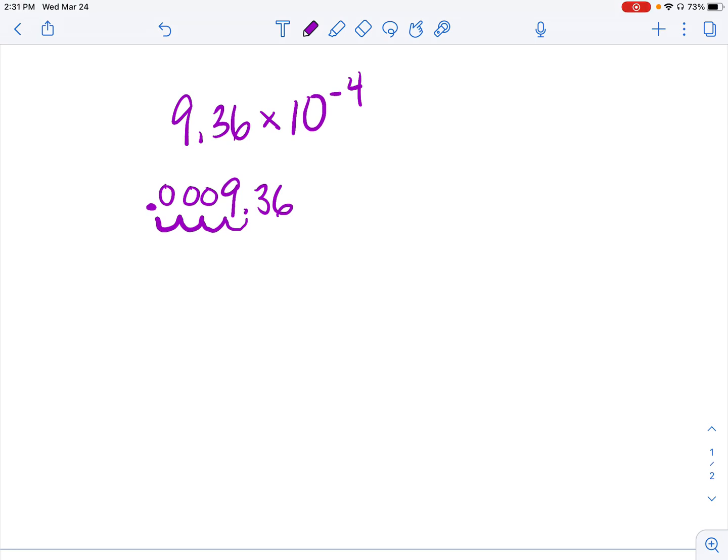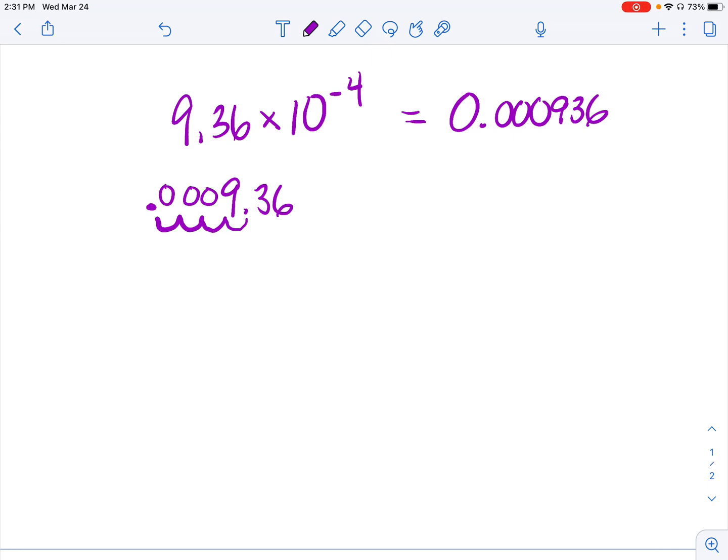So my final answer in standard notation is 0.000936. So scientific notation, 9.36 times 10 to the negative 4th. Standard notation, 0.000936.